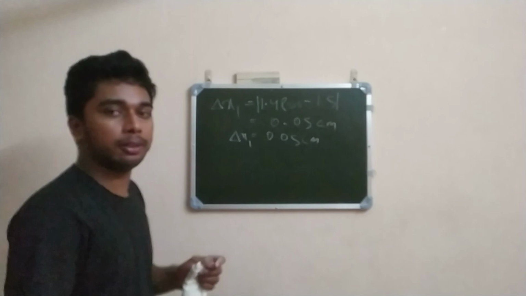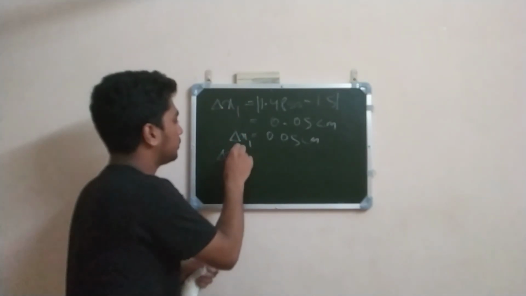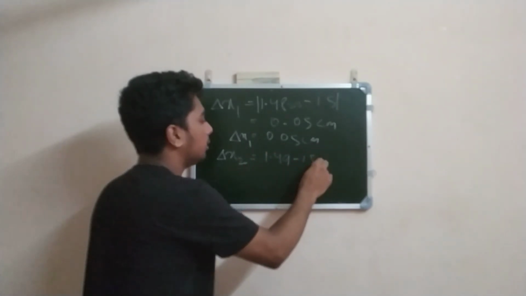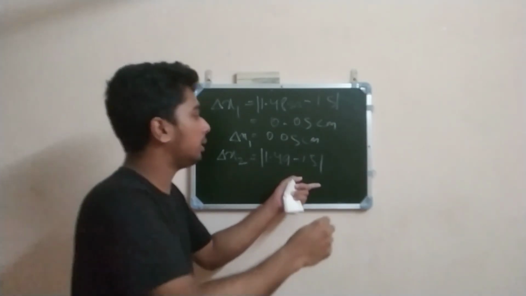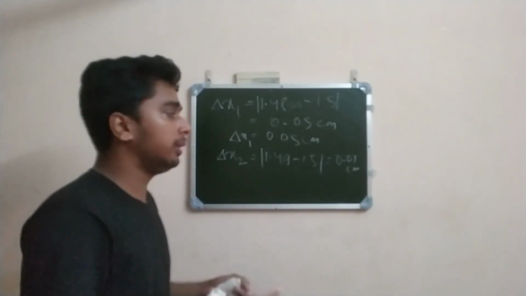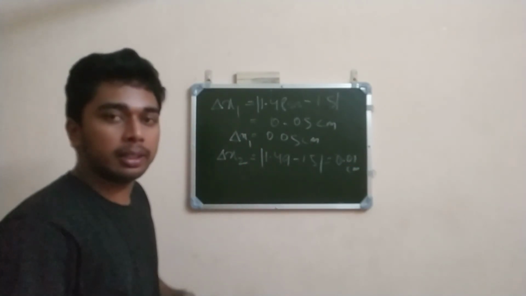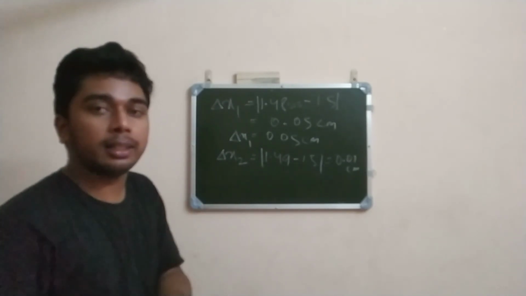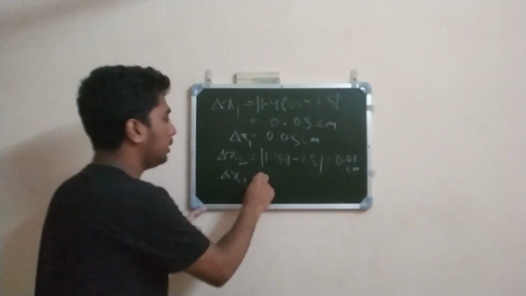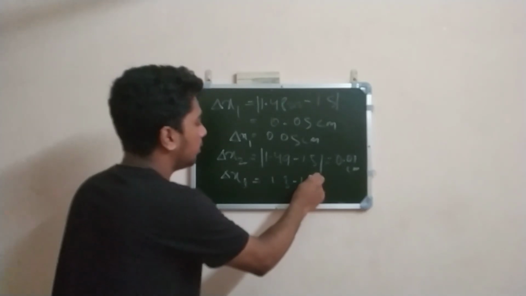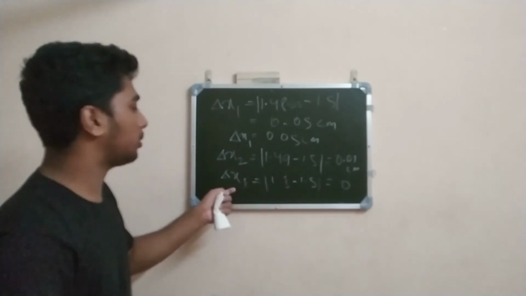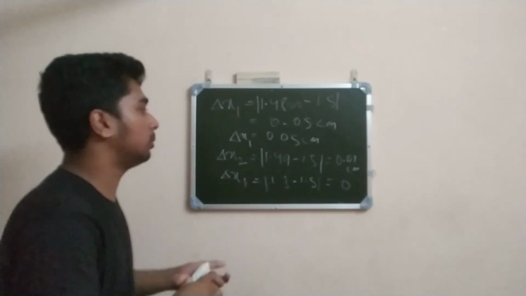Similarly, I can calculate del x2. Del x2 will be 1.49 minus 1.5, and I will take the mod of this, then it will be 0.01 centimeter. This is the deviation of the second data point from the average value. Similarly, del x3 will be 1.5 minus 1.5, which is 0. So there is no deviation for the third data point from the average value.